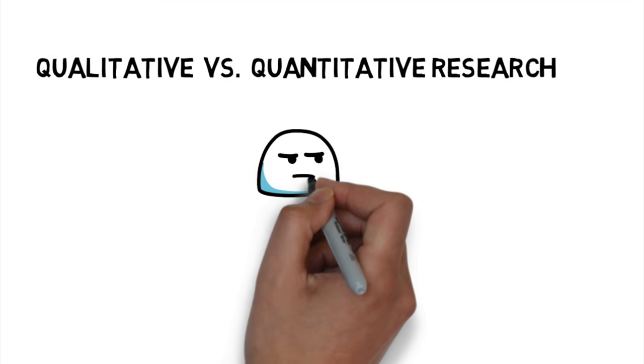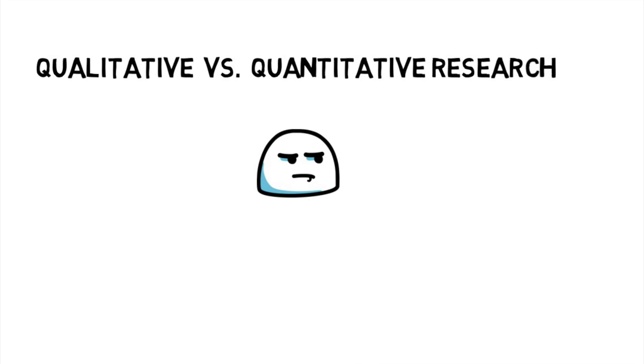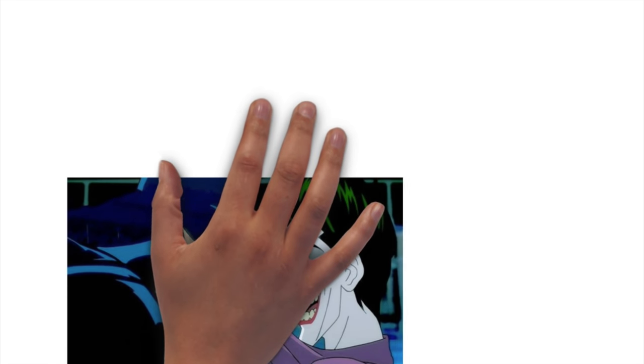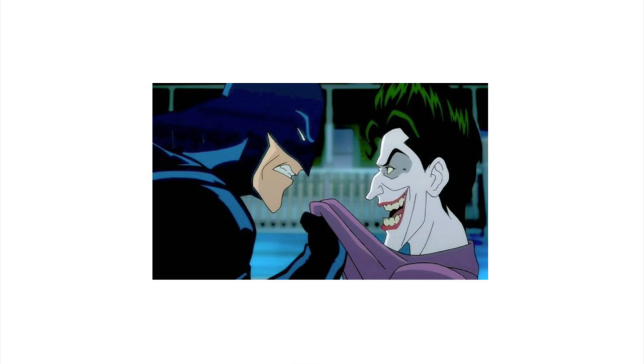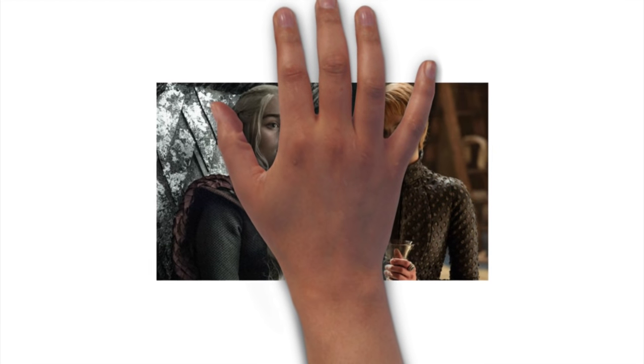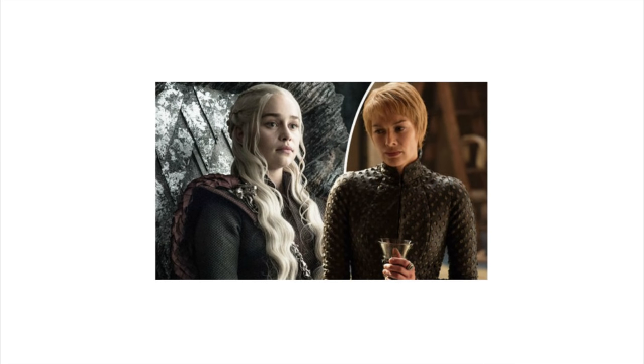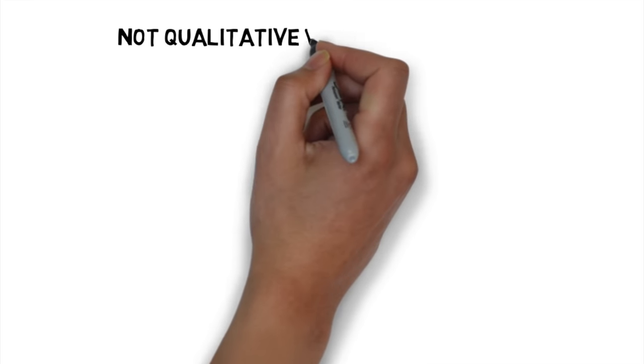Now, when students first learn about these concepts, they tend to think that qualitative and quantitative are in direct opposition to each other. Kind of like Batman versus the Joker, or Daenerys Targaryen versus Cersei Lannister. Wow, I need a moment. I just totally nerded out. Deep breath. Okay, we're back.